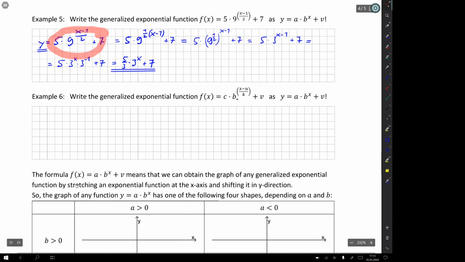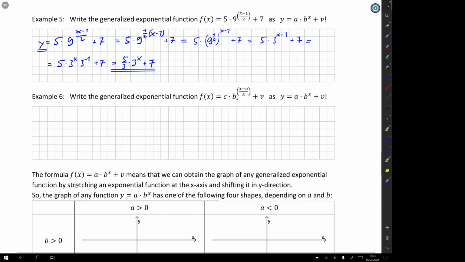So we copy here the function equation, and then we rewrite that as 1/2 times x minus 1. And then we can rewrite this expression as 9 to the power of 1/2 to the power of x minus 1. This is just 3. And we split here the 3 to the power of x minus 1 as 3 to the power of x times 3 to the power of minus 1. Well, 3 to the power of minus 1 is 1/3. And we take that in front here. So we get 5/3 times 3 to the power of x plus 7. And we are in the form a times b to the power of x plus v. Here we have a, b is 3, and v is 7.